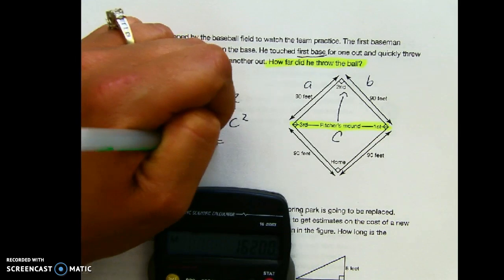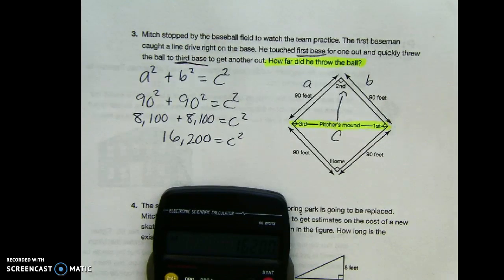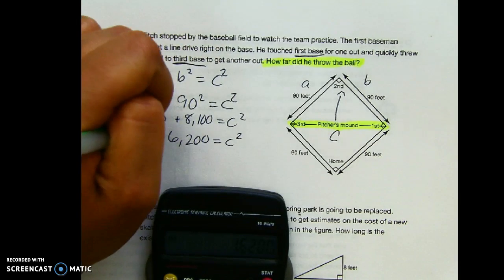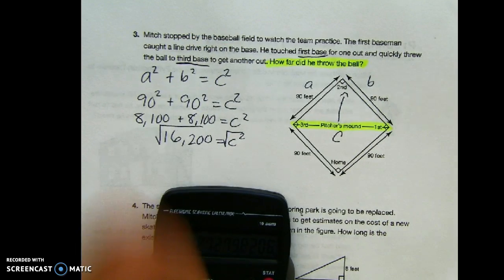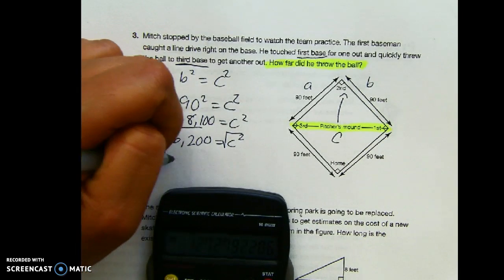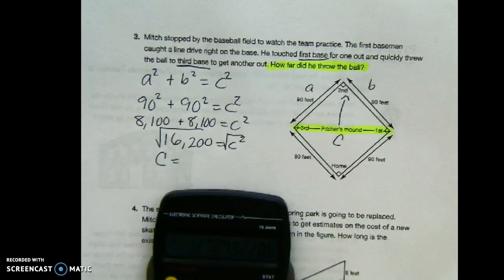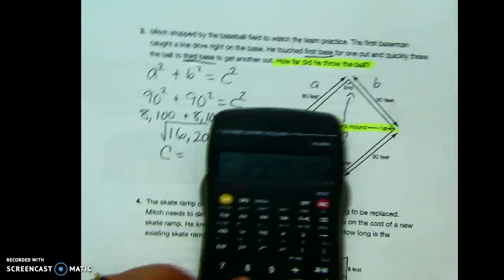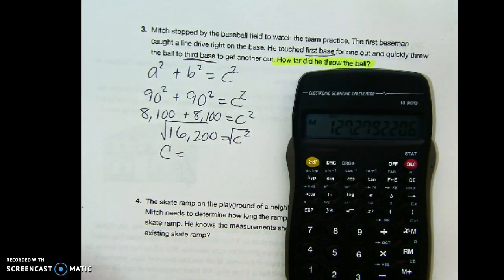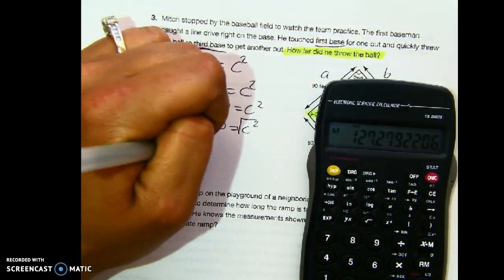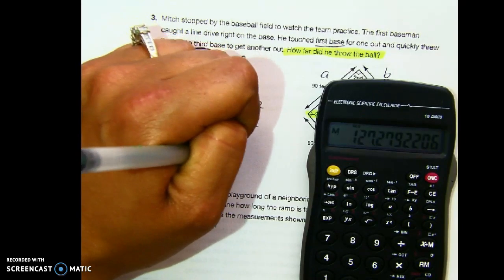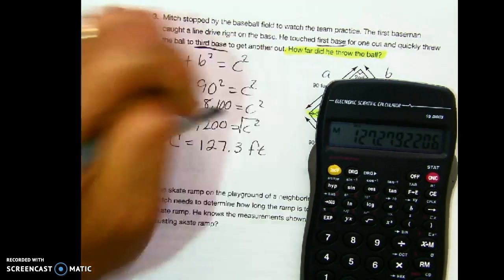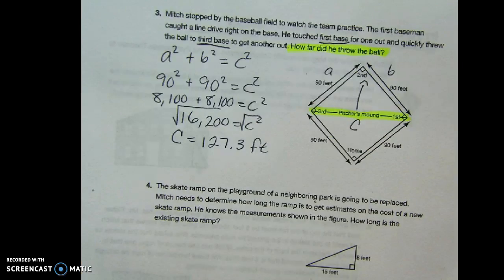And I'm going to get 16,200 for C squared. If we remember, we're going to take the root of each. That's going to get C by itself. And I'm rounding to the nearest tenth. You see on my calculator? Oh, it's hard to see. So, to the nearest tenth is 127.3. And this is going to be feet. And that's because I rounded to the nearest tenth.